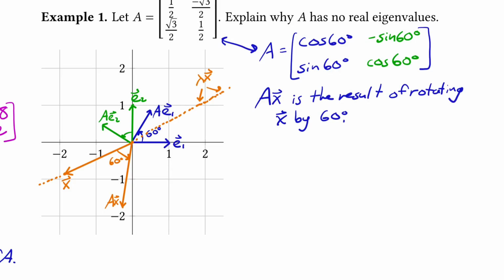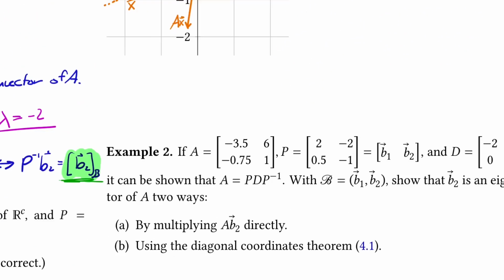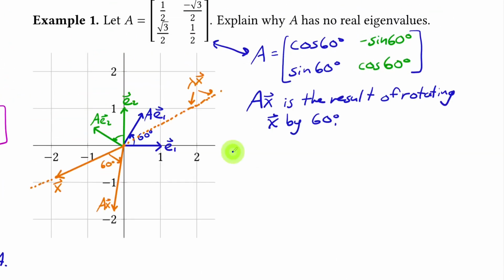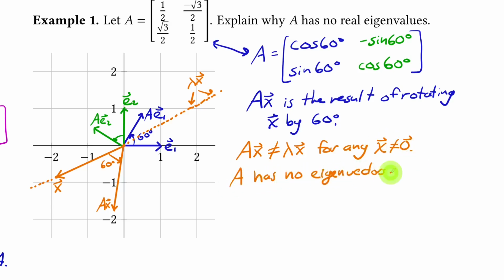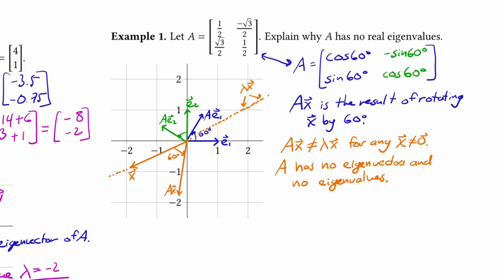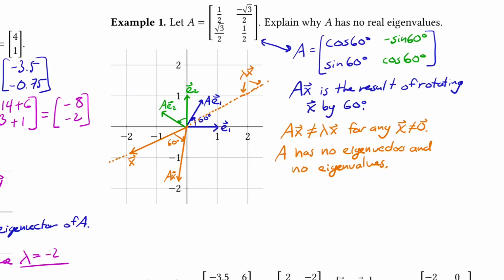So this has no eigenvalues because you can't have an eigenvalue unless there's an eigenvector that goes with it. Okay, so yeah, if there's no eigenvectors, then there's no eigenvalues to go with those eigenvectors. So there's no eigenstuff in general. So this is an example of a matrix that has no eigenvalues or eigenvectors.